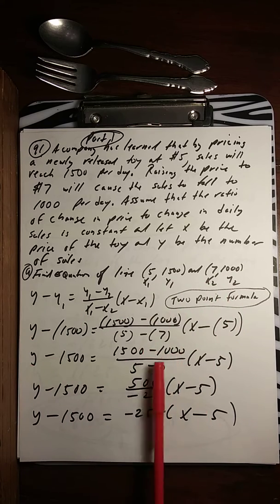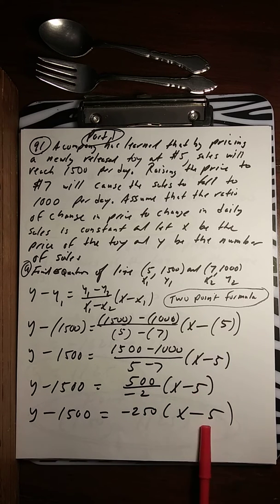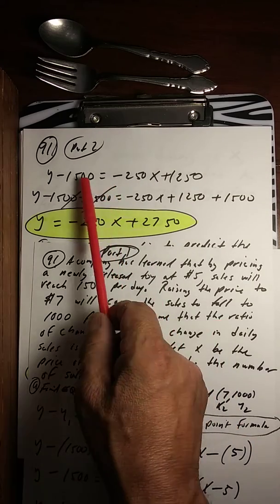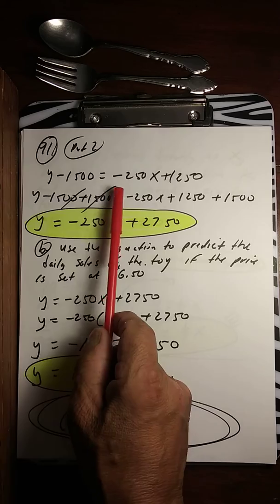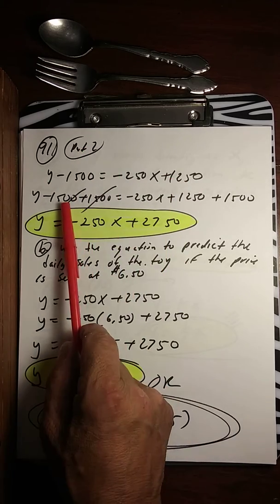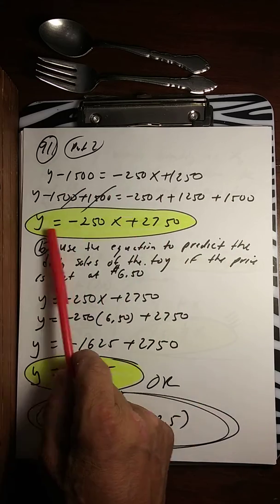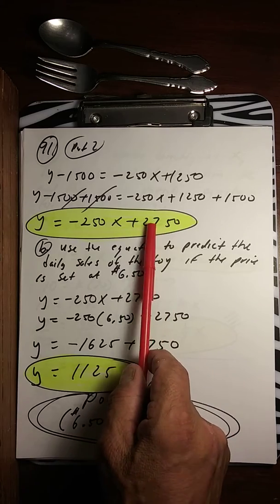1,500 minus that. 5 minus 7. 500 for this. Negative 250. And then x minus 5. Bring this 1,500. So now this times this and this times this. Next page. Right there. So we have y minus 1,500 equals negative 250x plus that. So now add 1,500, add 1,500. These are gone. So we have y equals negative 250x plus 2750. So now that's the formula.